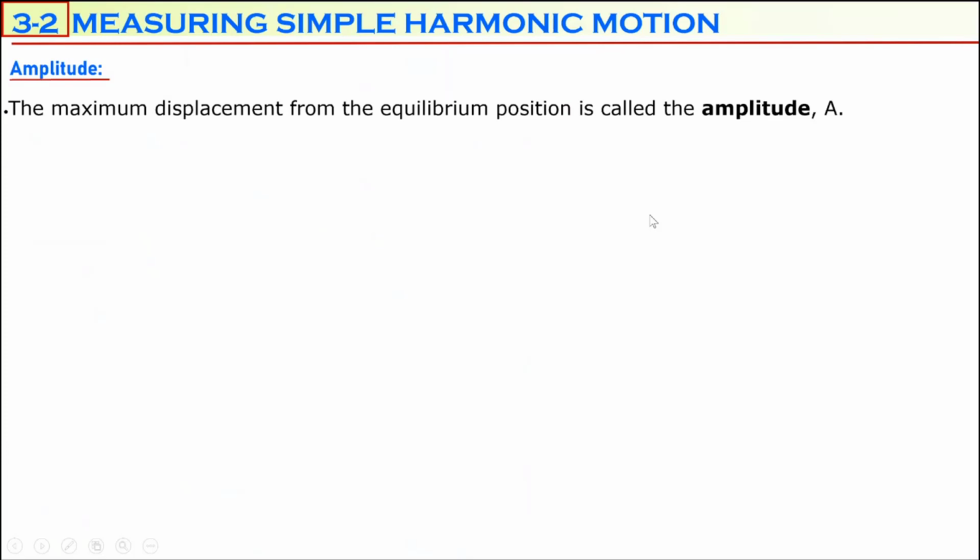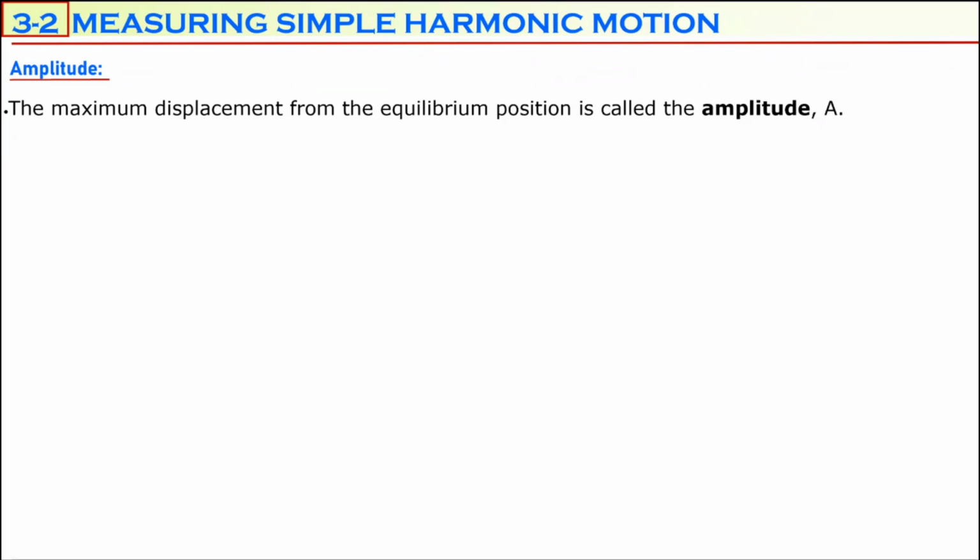Section 2 is about how to measure simple harmonic motion. We will learn some terms. First term which we are going to learn is amplitude. What is amplitude? The amplitude's definition in the book is given like this: the maximum displacement from equilibrium position is called amplitude and represented by capital A.